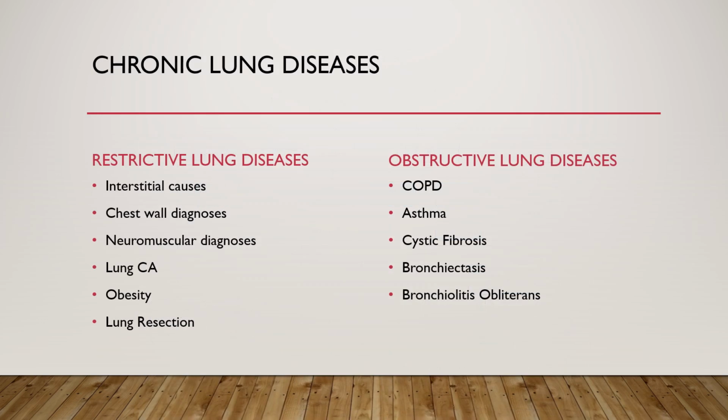So, kind of an overview of major diagnoses that we'll see in physical therapy that are associated with chronic lung conditions. Our restrictive lung diseases are going to be things due to interstitial causes, chest wall diagnoses, neuromuscular diagnoses, like we talked about spinal cord injury earlier, lung cancer with the presence of a tumor, obesity, and lung resection. Obstructive lung diseases are going to include COPD, emphysema, asthma, cystic fibrosis, bronchiectasis, and bronchiolitis obliterans.